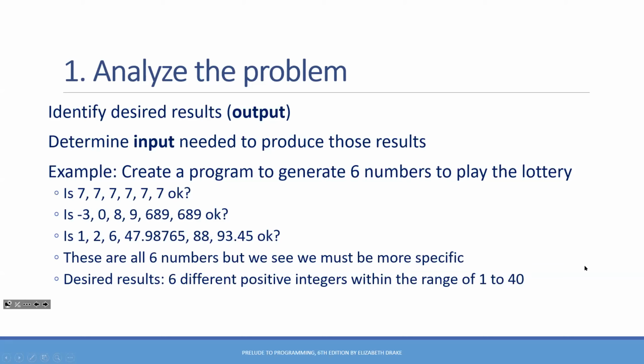So we always have to be working to try to find out more of our logic, more of our requirements. So now we sort of figured out, we need 6 different positive integers, because they can't have decimal places, within a specific range. And our range is going to be 1 to 40, because we don't want those giant 3-digit numbers. So perfect.